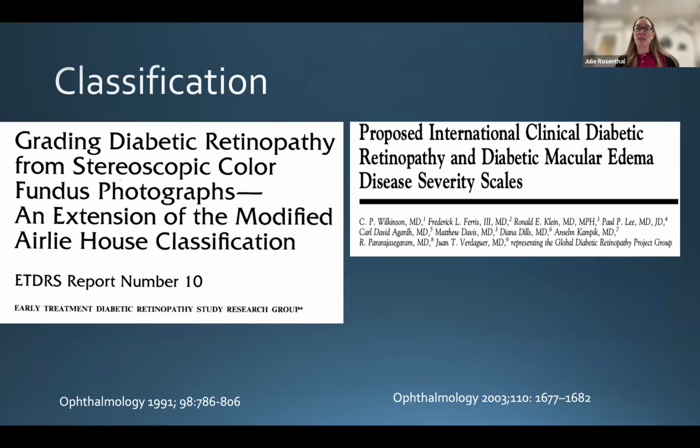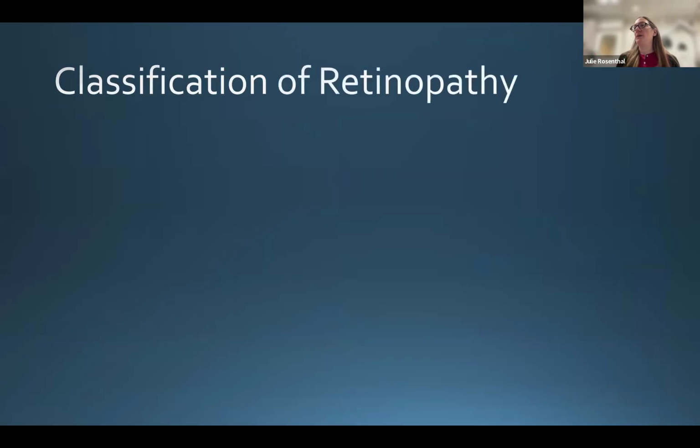There was a large study done several years ago called the ETDRS, Early Treatment Diabetic Retinopathy Study, that came up with a grading system that's since been modified to the International Clinical Diabetic Retinopathy and Diabetic Macular Edema Severity Scales. And they're pretty similar, and that's what we're using when we're talking about how much disease these patients have.